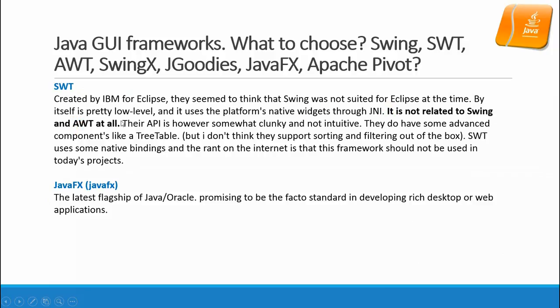By itself, it's pretty low level. Low level means very fast because it's designed with low-level native code. And it uses the platform's native widgets through JNI. In the beginning, it's not related to Swing or AWT at all. The API, however, is somewhat clunky and not intuitive. They do have some advanced components such as tree table. So SWT is a different design. In our course, we'll stay focused on AWT and Swing, unless you would like to use Eclipse or the IBM package SWT.